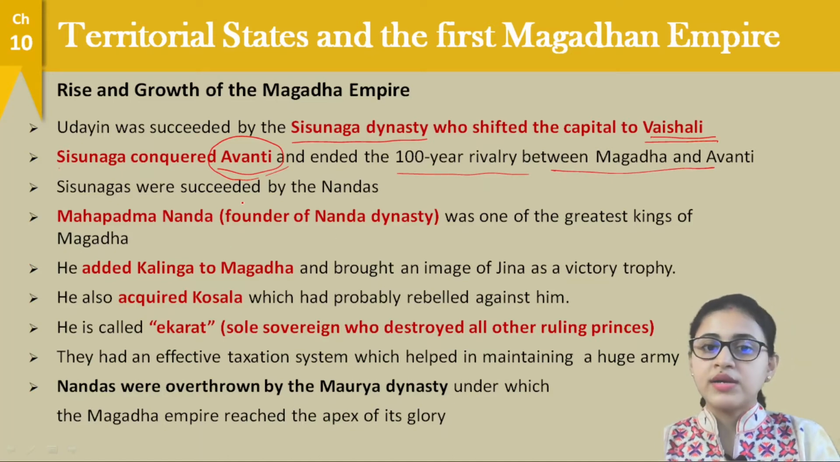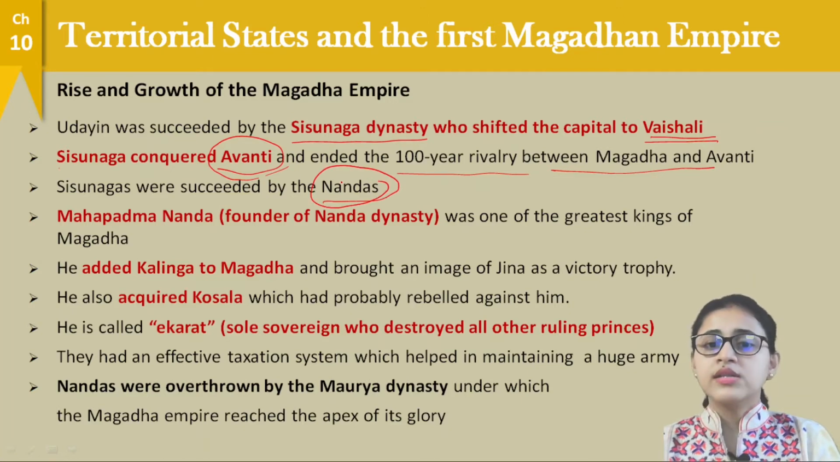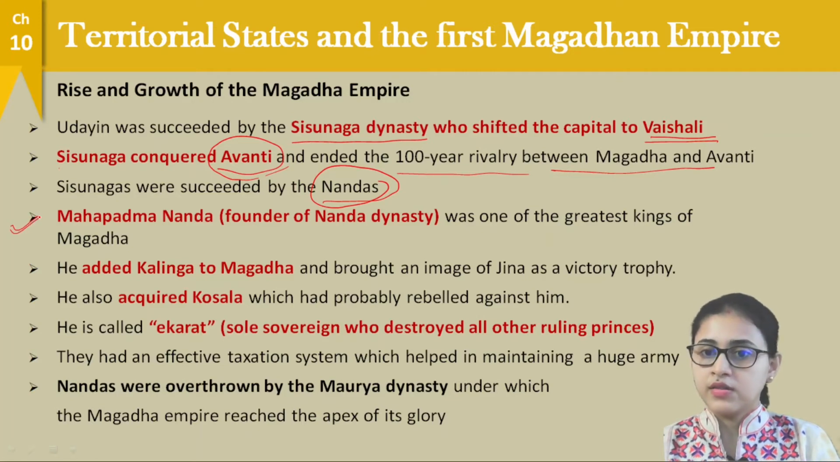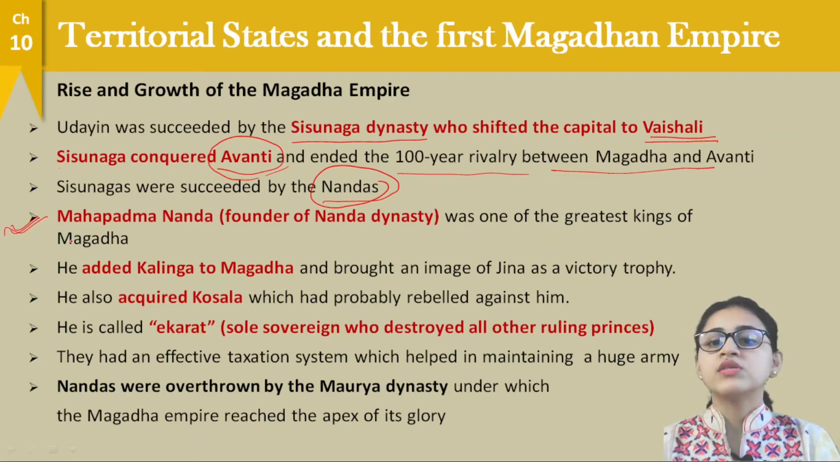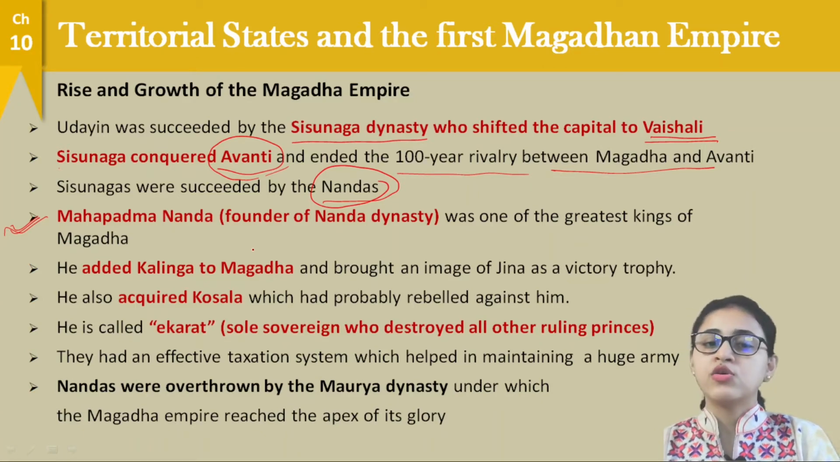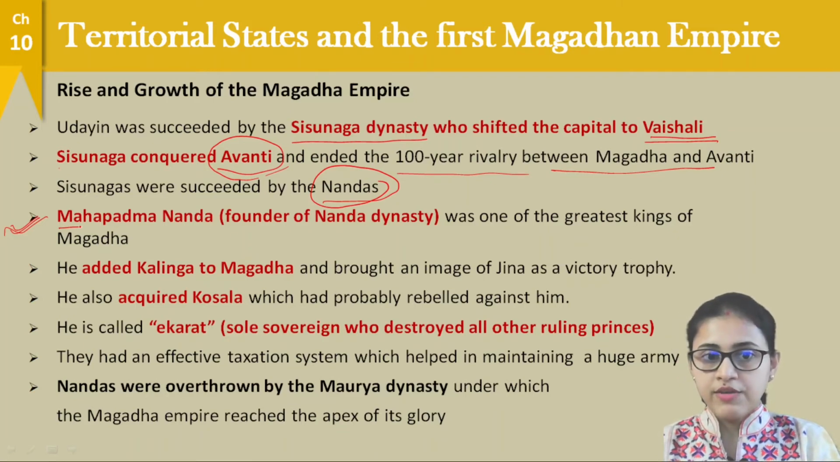The Sishunagas were then succeeded by the Nanda dynasty. The founder of the Nanda dynasty was Mahapadma Nanda. Mahapadma Nanda was a very great king, one of the greatest kings of Magadha, not just of the Nanda dynasty but of the entire Magadha, right? So here we have Mahapadma Nanda.